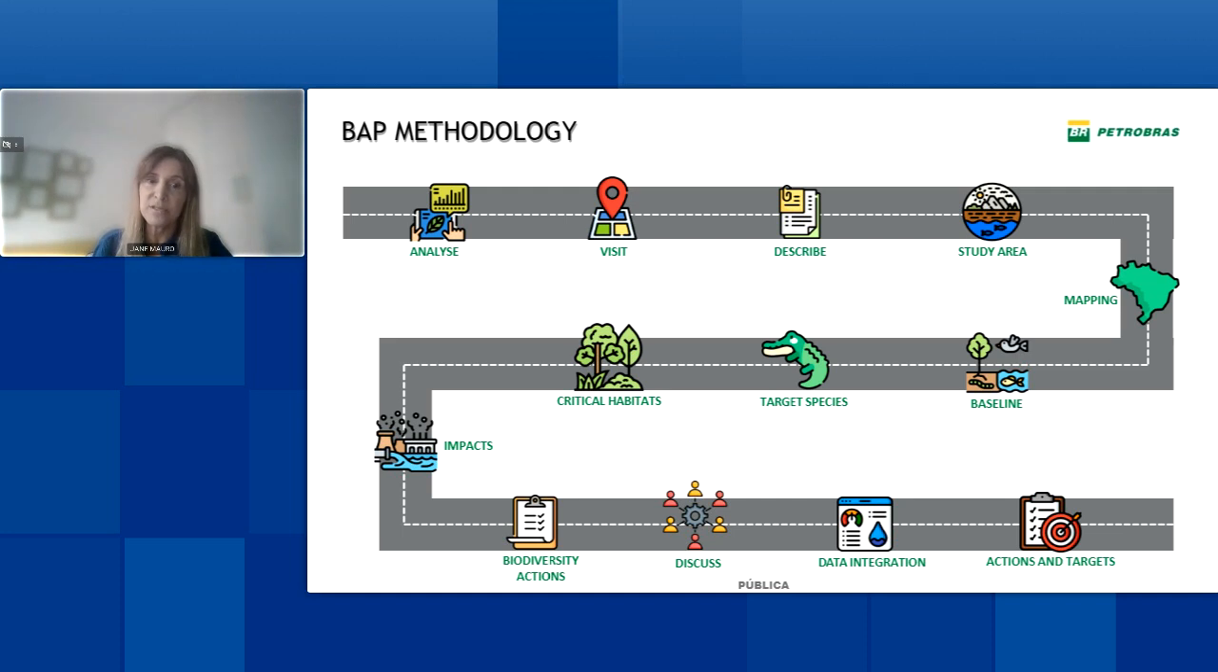And then we define our target species, our critical habitats, and identify the impacts of the operations, direct, indirect, effective, potential, and analyze the biodiversity actions that are already in place, which in general there are many biodiversity actions already developed by our units. And then we have a discussion and define the actions and targets, and all the data feed an integrated database.